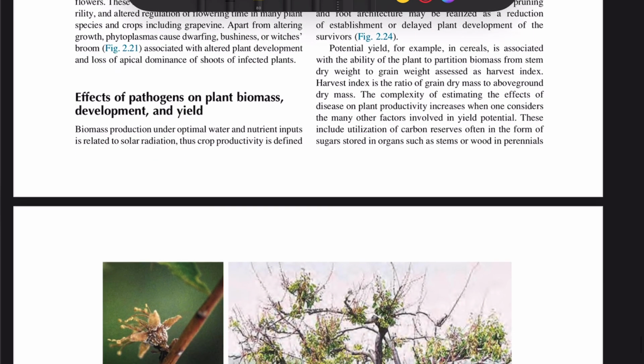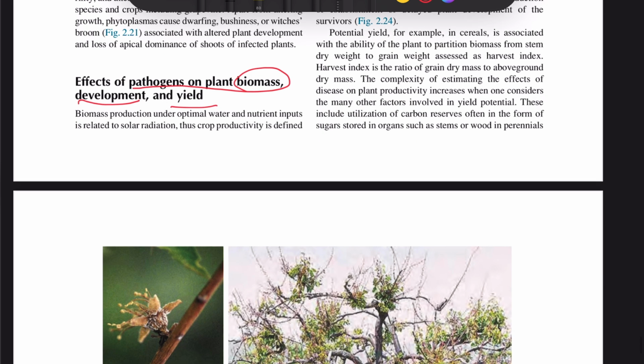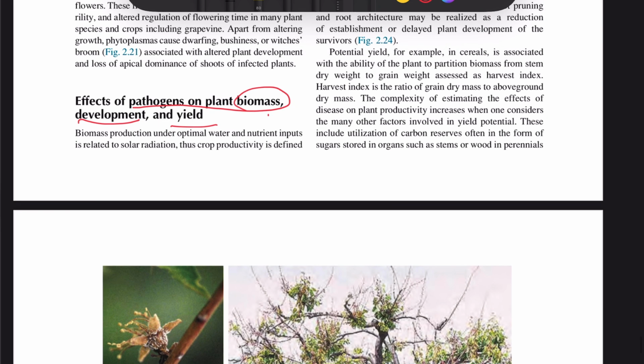Now, how they affect the biomass development and yield. Pathogens reduce plants' overall growth or biomass by what? By damaging leaves. If the leaves are damaged, overall biomass will be reduced. So by damaging leaves, what do they do? It lowers the light absorption. If there is a smaller number of leaves, there will be less absorption of light, which will hamper the photosynthesis.